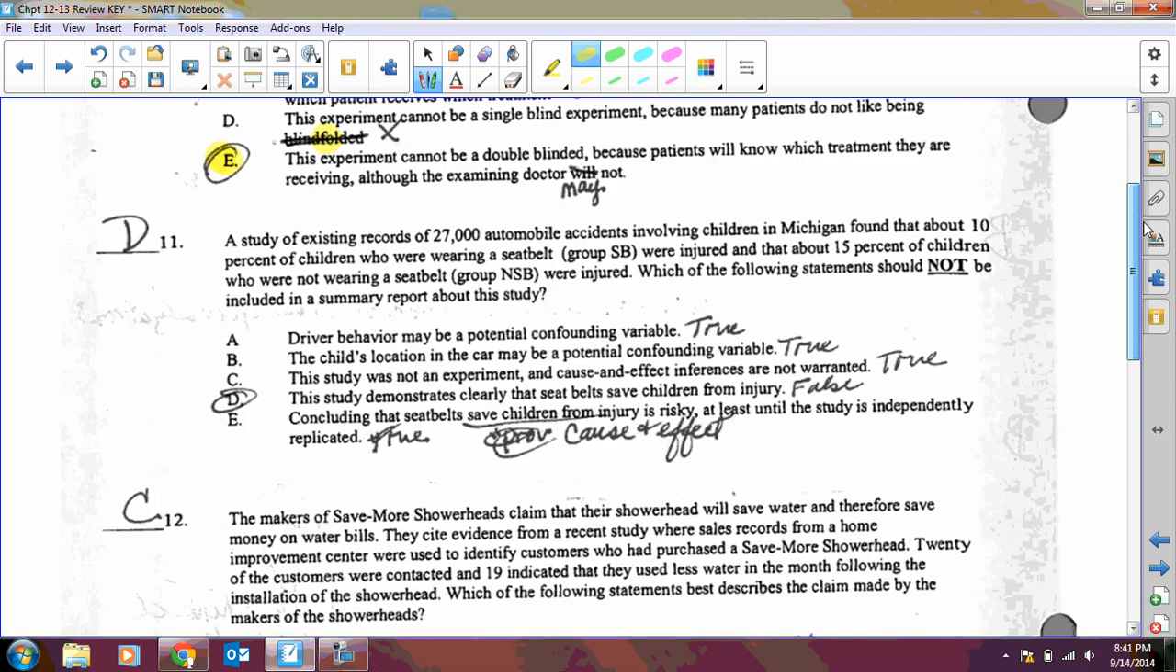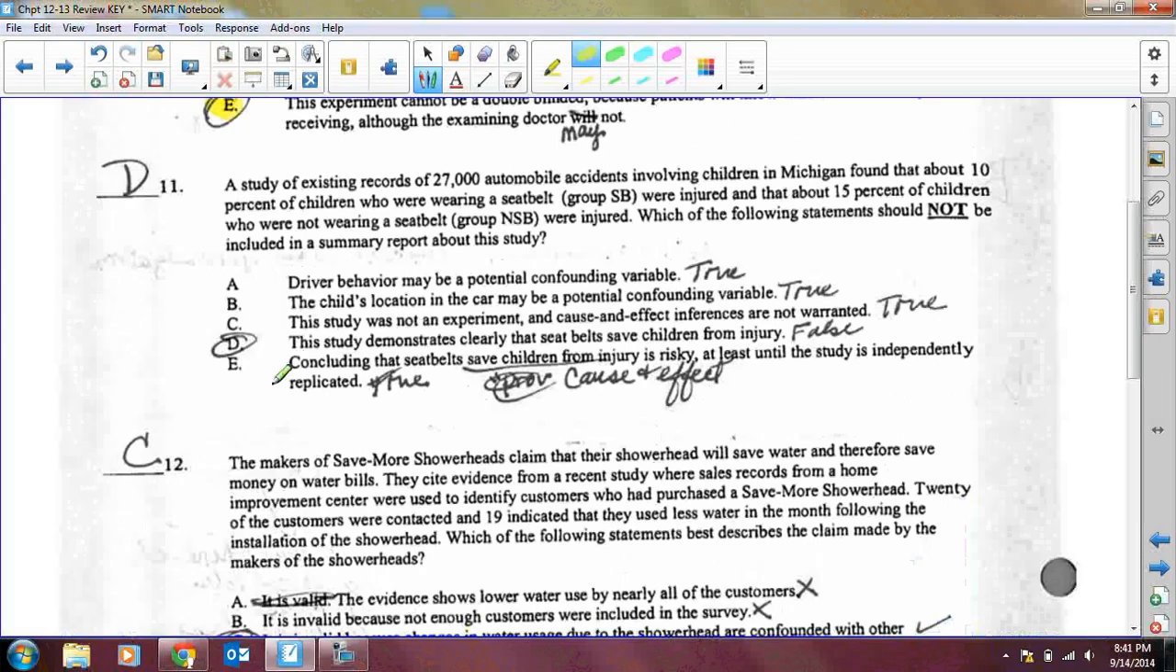All right, next, 11. Whenever you are studying this, you are not assigning a treatment. Okay, so if you're not assigning a treatment, then you cannot do cause and effect. All right, so this study was not an experiment, so cause and effect cannot be warranted. So C is good to go, C is true.